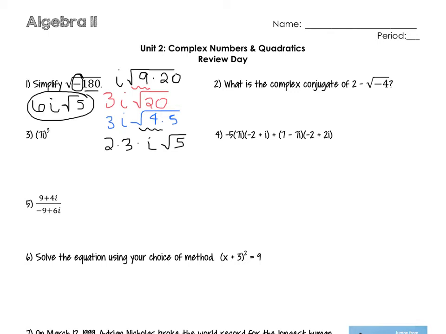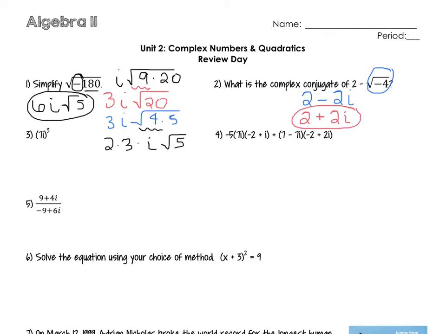Next question. What is the complex conjugate of 2 minus the square root of negative 4? Well, first let's adjust this square root of negative 4. So we know the complex number we're dealing with is 2 minus, well, the square root of 4 is 2, and the square root of negative 4 would be 2i. So the complex conjugate of 2 minus 2i will be 2 plus 2i, because we simply just change the sign.